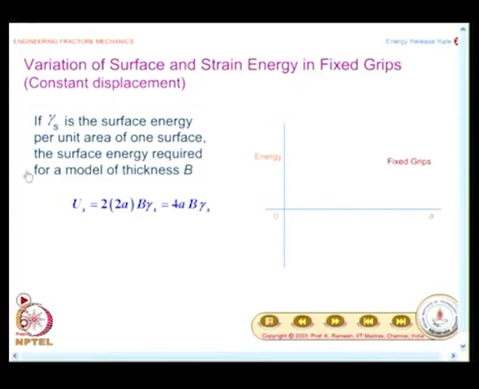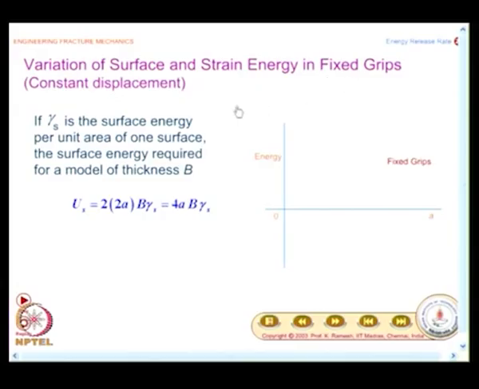And now, we will look at for the formation of two new surfaces, what way we require the energy. If you look at these two natures, we can understand there could be a crack growth phase and a catastrophic crack propagation. We would try to plot them. So, this is what I have here. What is the variation of surface and strain energy in fixed grips? You should not forget this, we are really looking at fixed grips.